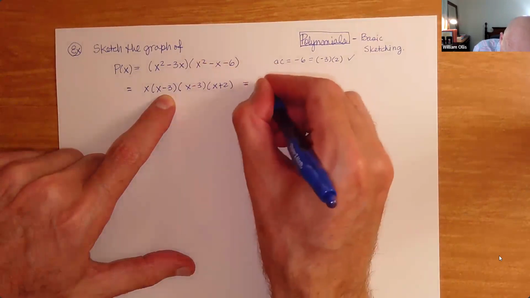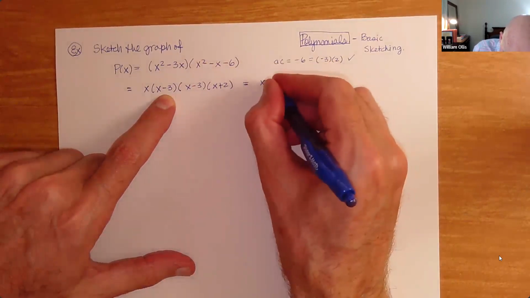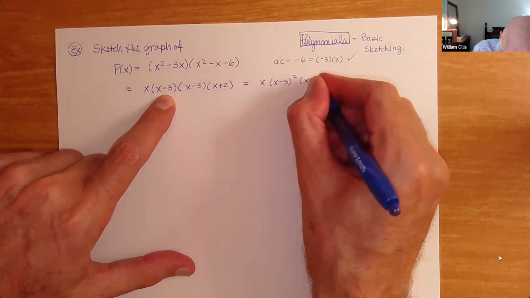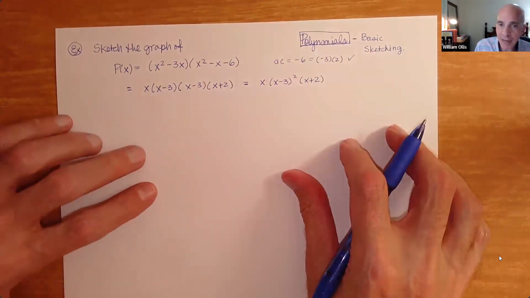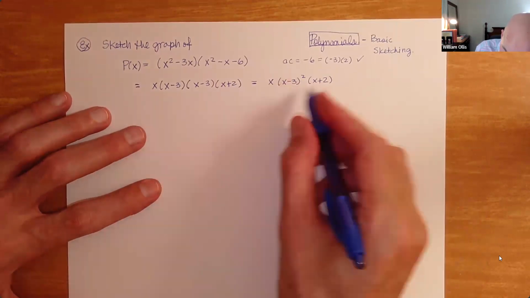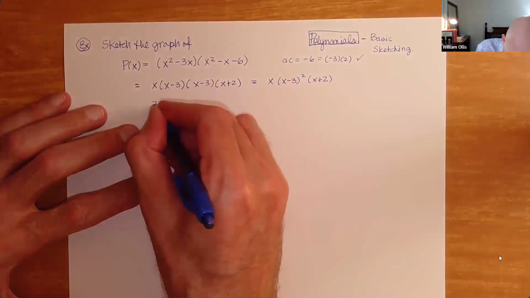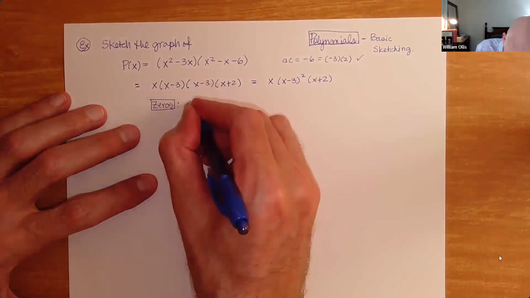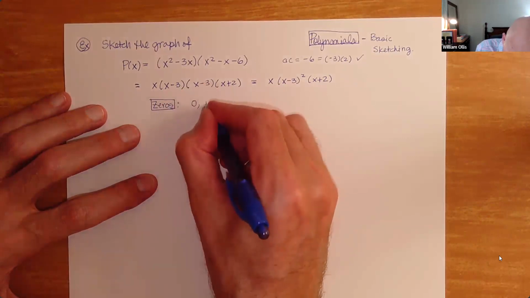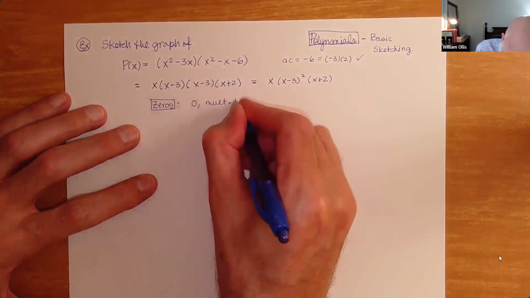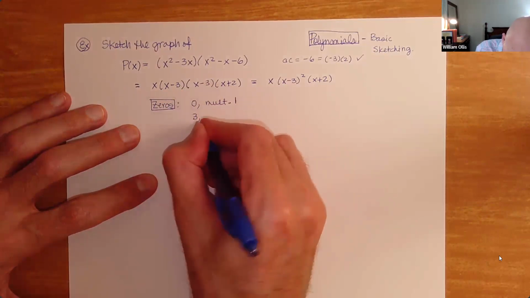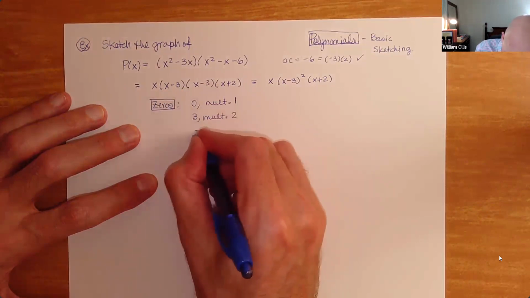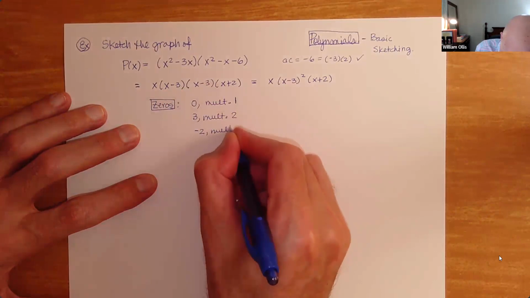Now, when you look at this, you're thinking, okay, we've got some multiplicities going on here. So we have, if you like, x to the first power, and then we'll have x minus 3 squared, and then x plus 2. So we have a complete factorization of the polynomial. So let's go ahead and write this for our zeros. We have the 0, 0 of multiplicity 1. We have the 0, 3 of multiplicity 2. And then we have the 0, -2 of multiplicity 1.